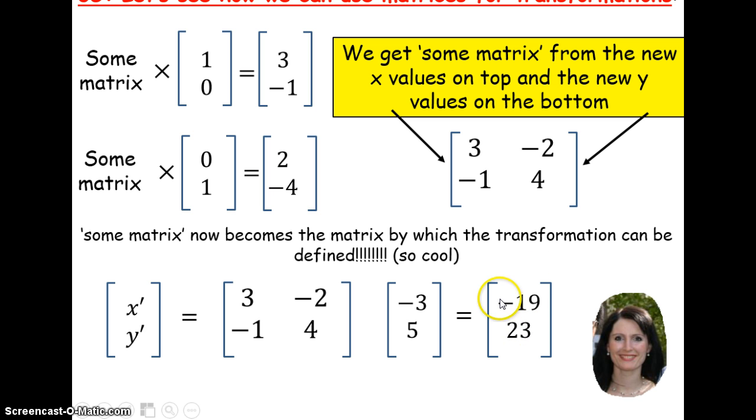So what this actually means is that when we have the point negative 3, 5 on our original graph, after we've done some sort of transformation, we find that the new point is negative 19, 23. So this is the image. This is x image, y image. We need to answer the question, and we can do so by saying the image of negative 3, 5 is negative 19, 23.